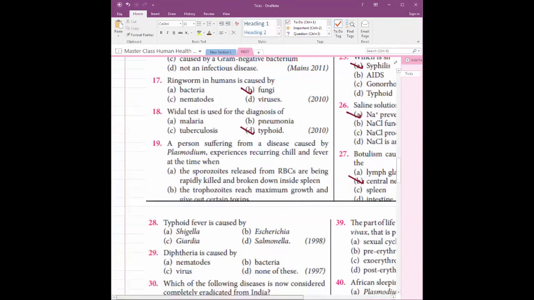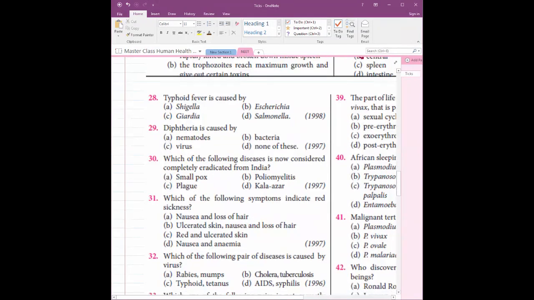Okay, sure. Next thing, typhoid once again. Quickly, guys. Yes, very nice. Everybody is giving me the right answer. Salmonella. Diphtheria is caused by... Guys, quickly. What do you think? Diphtheria is caused by Corynebacterium diphtheriae. So, as the name suggests, it is bacteria.